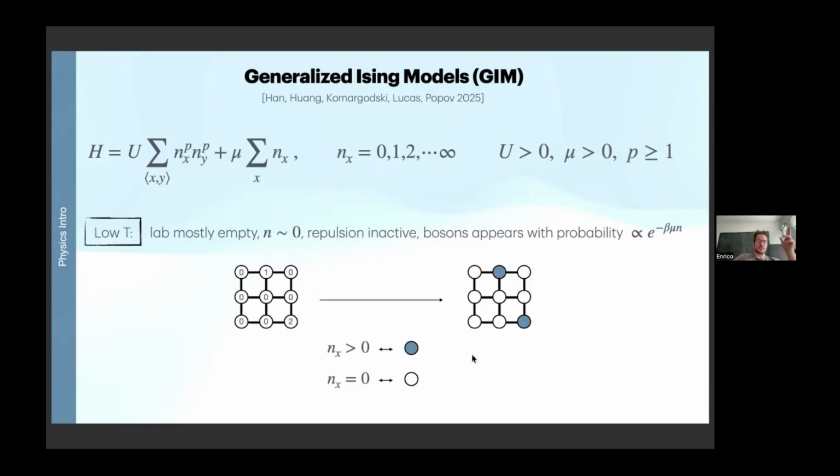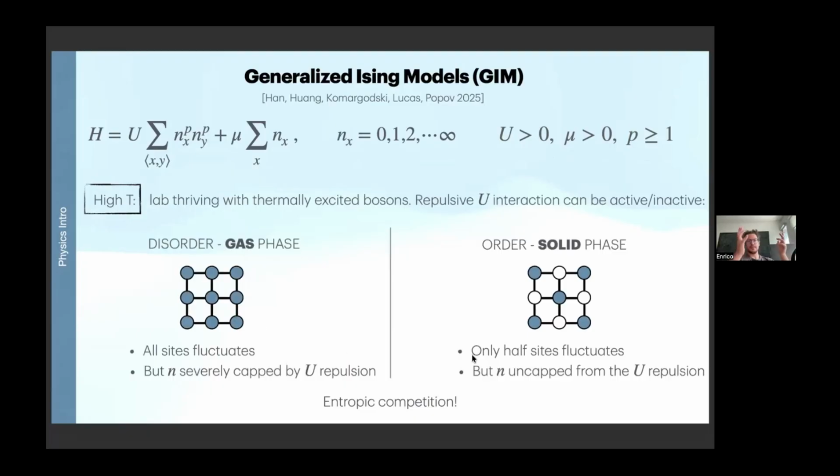Okay, so this is what is happening at a low temperature and what happens at high temperature. Well, now your bosons are quite excited. They're thermally excited, they have a lot of energy, and so they don't care. You don't care anymore about the fact that you need to pay a U or mu penalty, because you have so much energy in the system that you're rich, you can afford to pay this price. So essentially, bosons start visiting your lab quite easily.